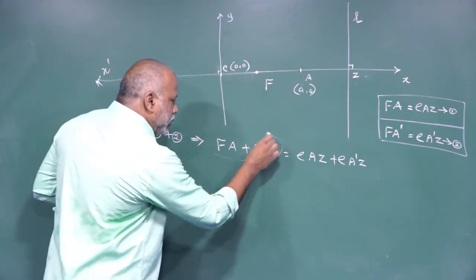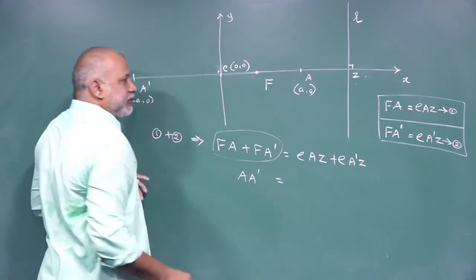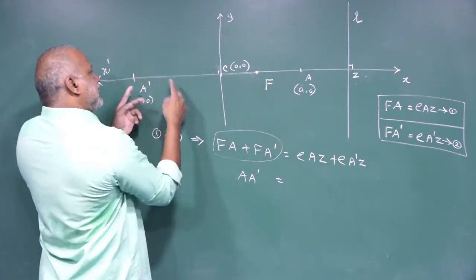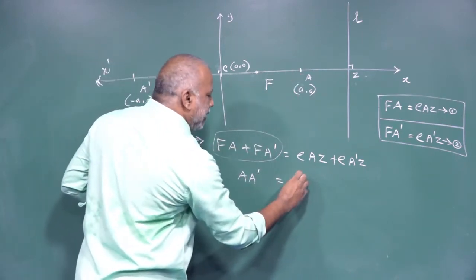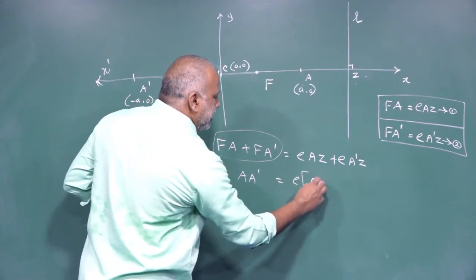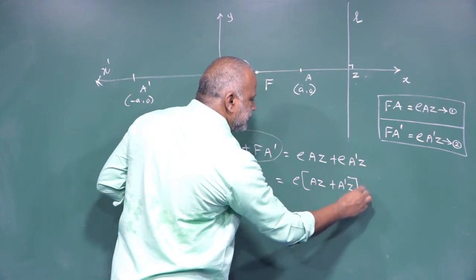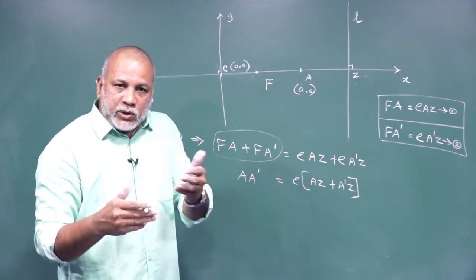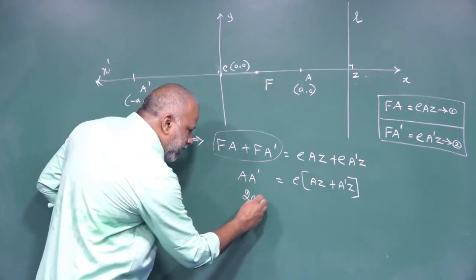Instead of these two, I can write AA dash. See the logic carefully. FA here, this distance. After that, FA dash, this distance. Therefore, it becomes AA dash. Take out E as a common value. Then I can write AZ plus A dash Z. Now, AA dash, already we have fixed that value. AA dash equal to what value? 2A. So, instead of this AA dash, I can write 2A.